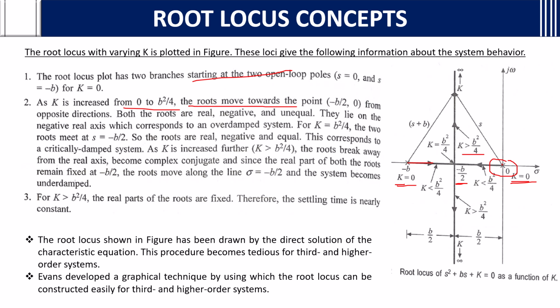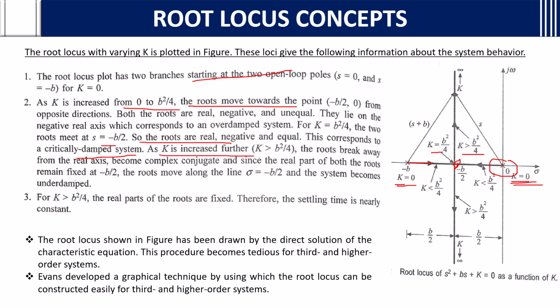For k equals b square by 4, the two roots meet at s equals minus b by 2. As we got previously, at minus b by 2 the two roots meet. This and this will meet at minus b by 2 when k equals b square by 4. So the roots are real, negative and equal. The two roots become equal at minus b by 2. This corresponds to a critically damped system.